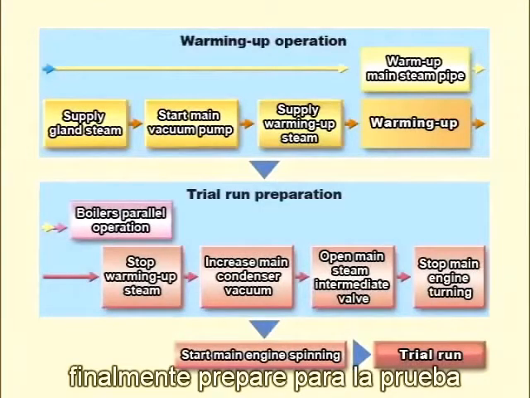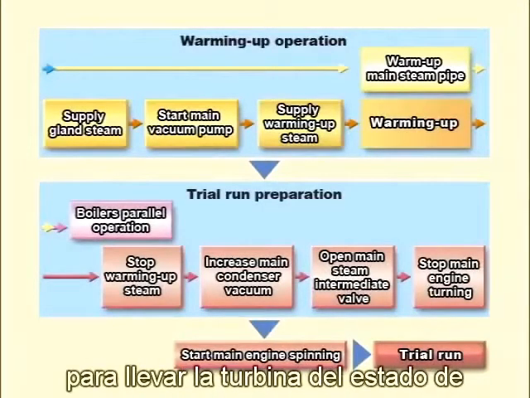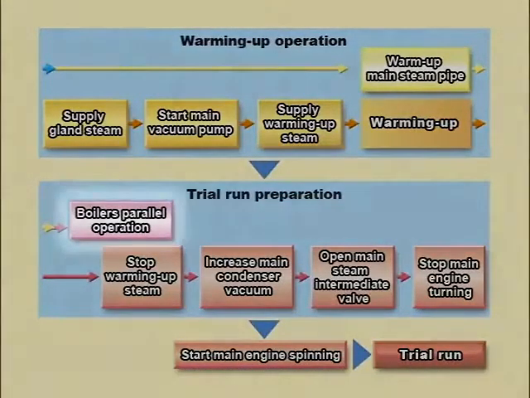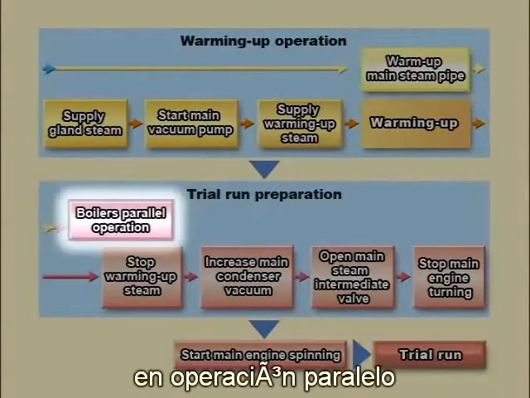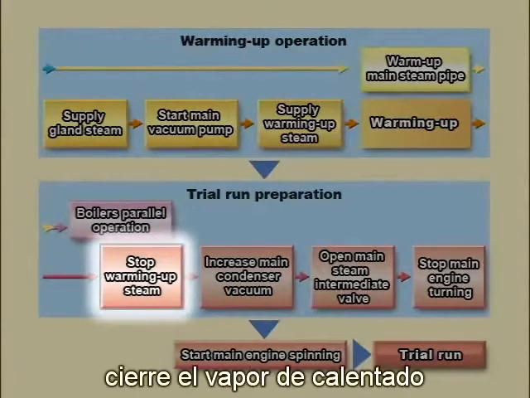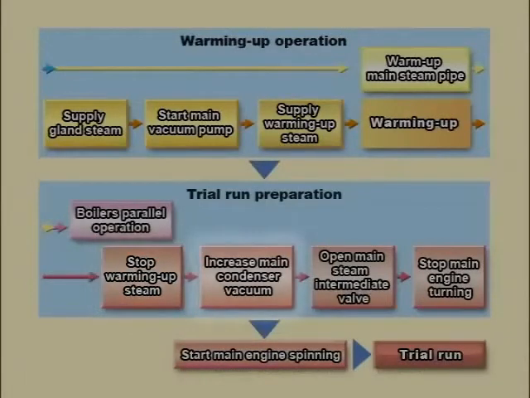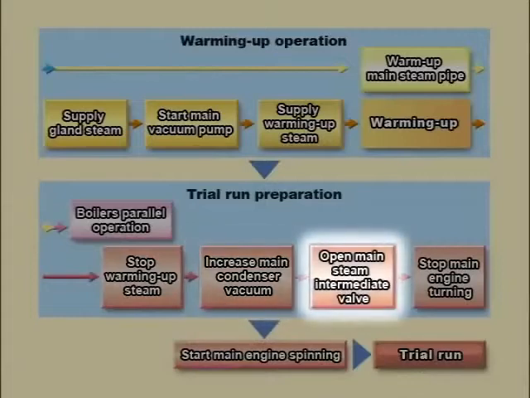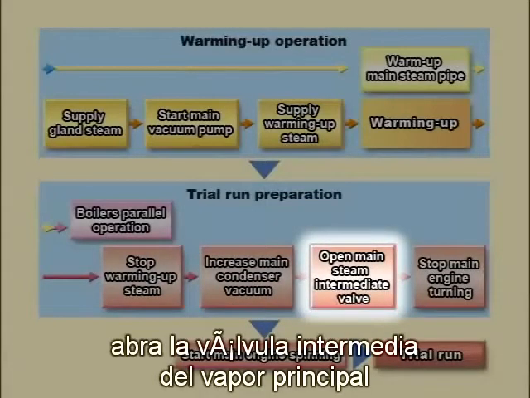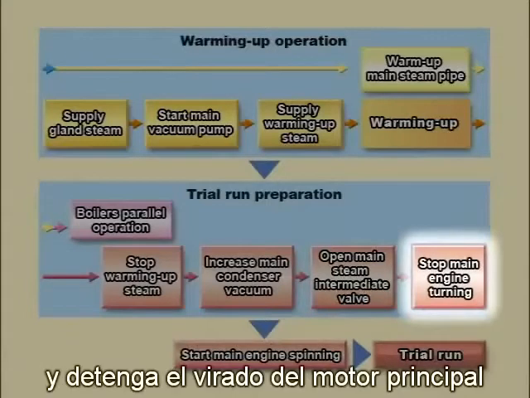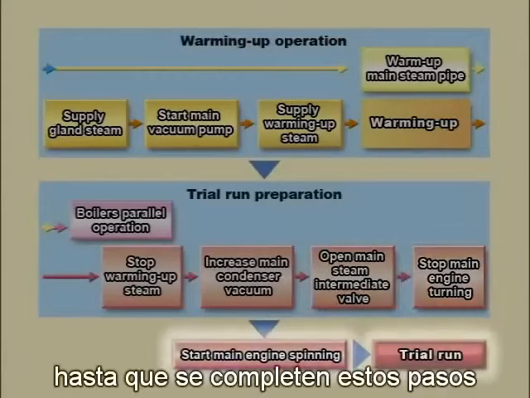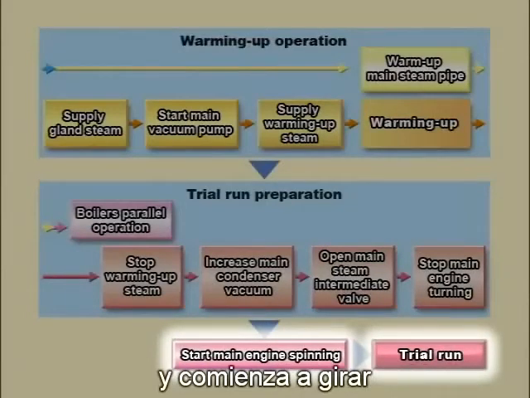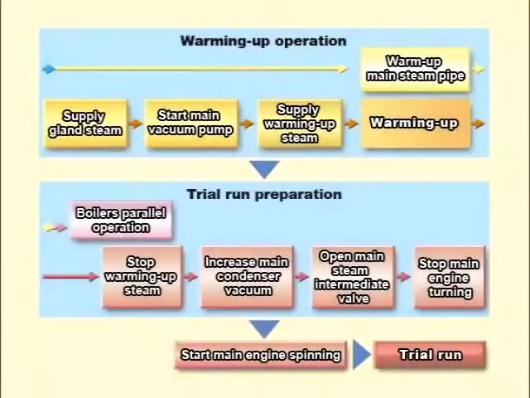Finally, prepare for trial run by taking the following steps to bring the turbine from the state of warming up to operational condition. Put both main boilers into parallel operation. Stop warming up steam. Increase main condenser vacuum. Open main steam intermediate valve. And stop main engine turning. Upon completion of these steps, the turbine is now operable and starts spinning.